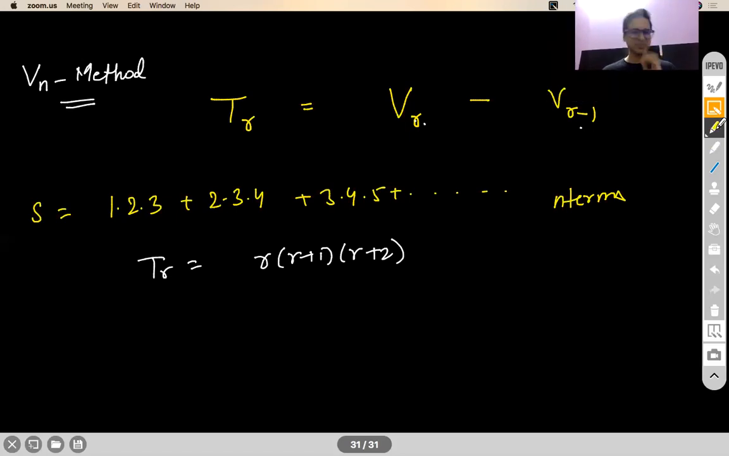Now what I'm going to do is, I'm going to assume a function VR. And that function will be the same term as TR, but one more term after this.